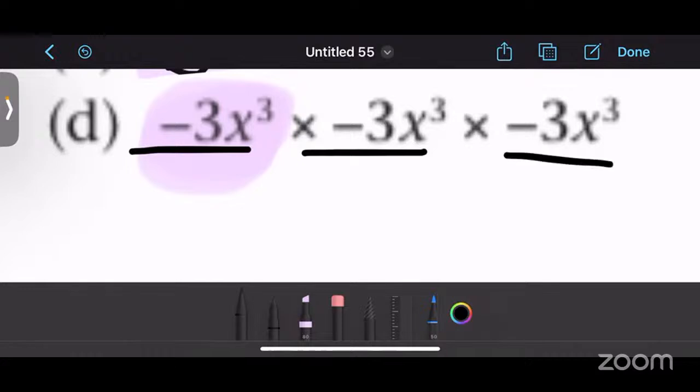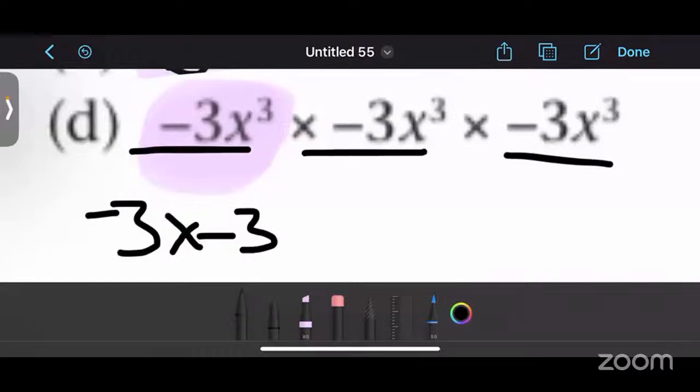And also multiply this one. What am I writing? -3 times -3 times -3 equals -27.